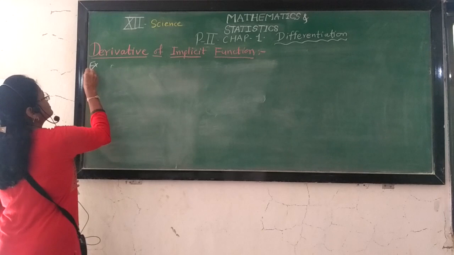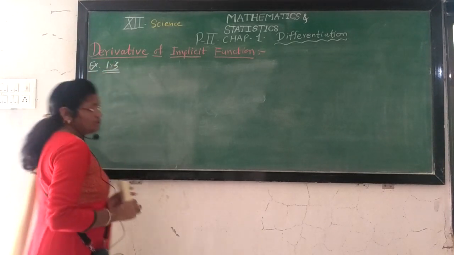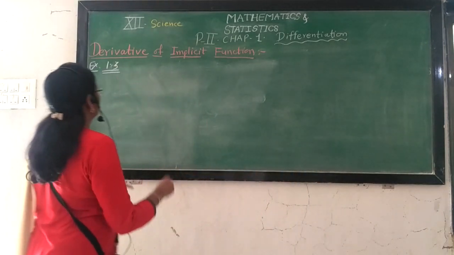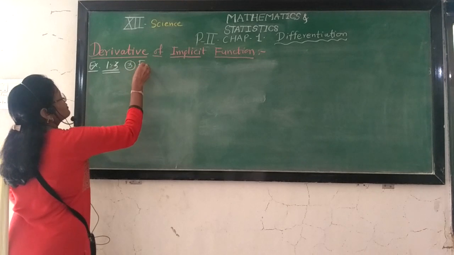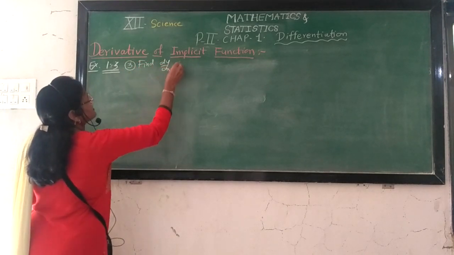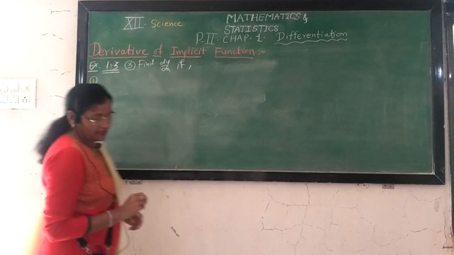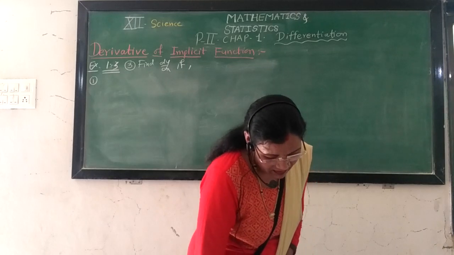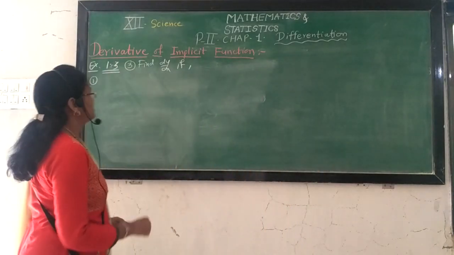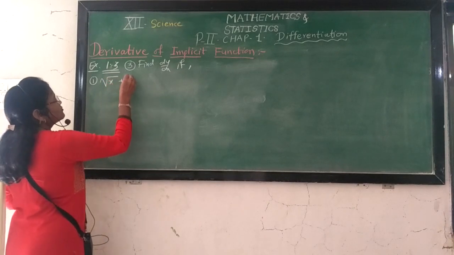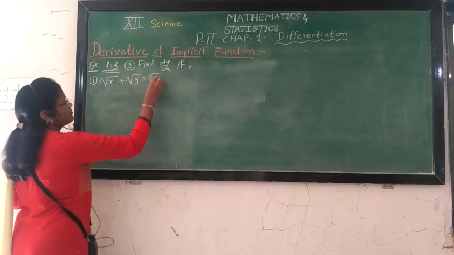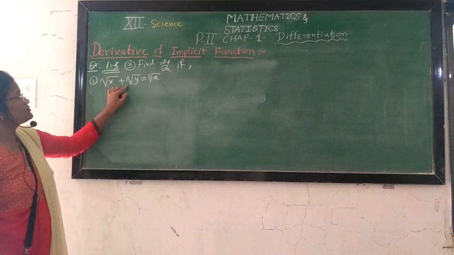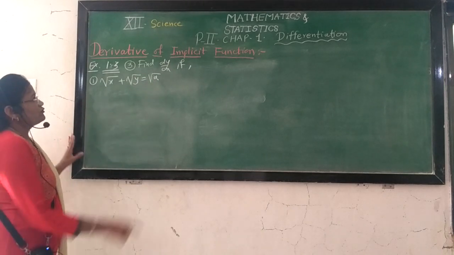From exercise 1.3, first example given on the topic: find dy by dx. From the third question, find dy by dx if we take the example root x plus root y is equal to root a. Very easy question, generally a 1 mark question. Now root x plus root y is equal to root a, so you have to find dy by dx.